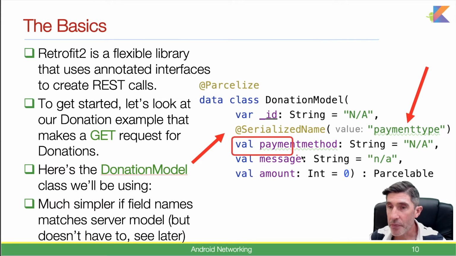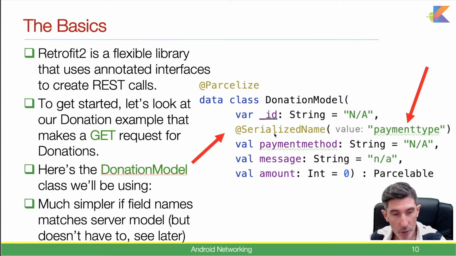So in our model, we're working at the moment with a payment method. Now up on the server, as you would have seen in the previous section, the equivalent is called payment type. So rather than having to pull down payment type, modify it, copy it over to payment method, and do some checks and all the rest of it, we can just use a simple annotation in our class saying @SerializedName, passing in the name from the server, and that will automatically map payment type to payment method, and that's all we need to do. So it's very useful.